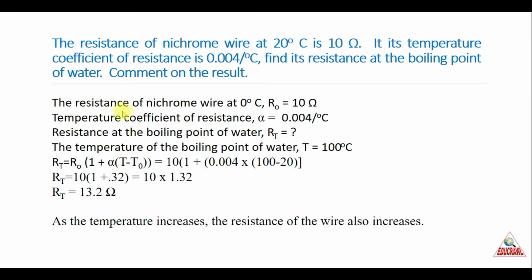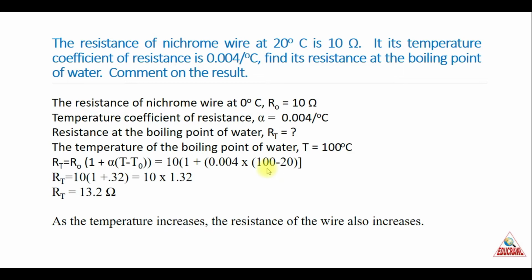So the given data are: the resistance of nichrome wire at 20 degrees Celsius, R0, is equal to 10 ohm. The temperature coefficient of resistance, alpha value, is 0.004 per degree Celsius. Resistance at boiling point of water, RT, we have to find. And we know the temperature of boiling point of water as T is equal to 100 degrees Celsius. Substituting these values in our formula for RT, RT is equal to R0 into 1 plus alpha into T minus T0, which is equal to 10 into 1 plus 0.004 into T minus T0.